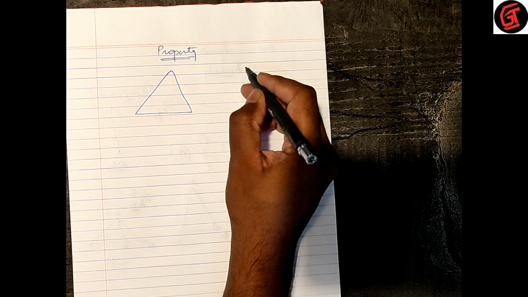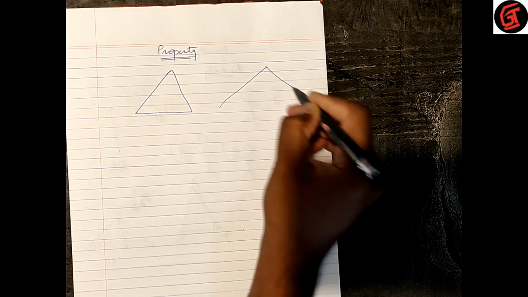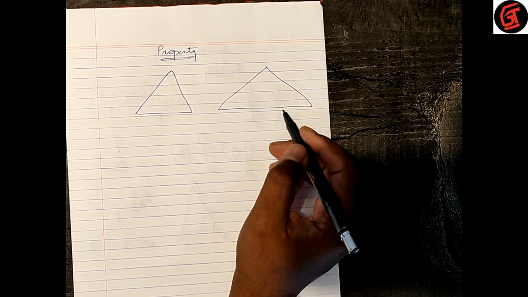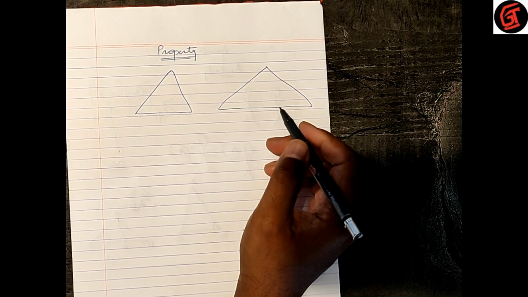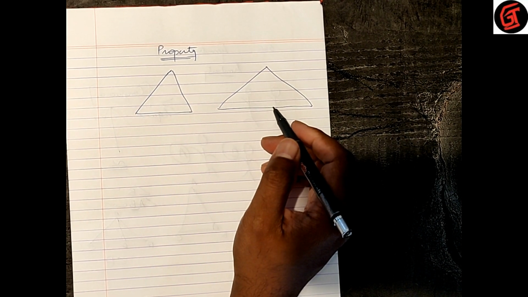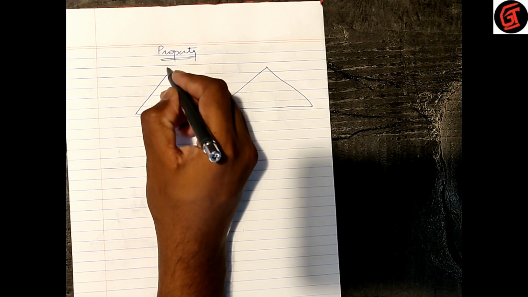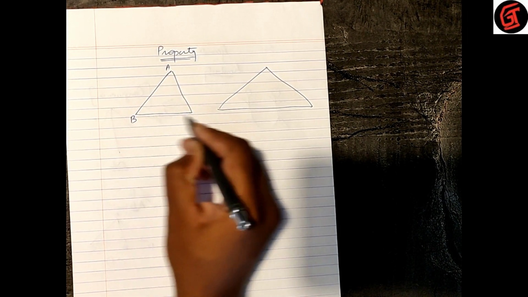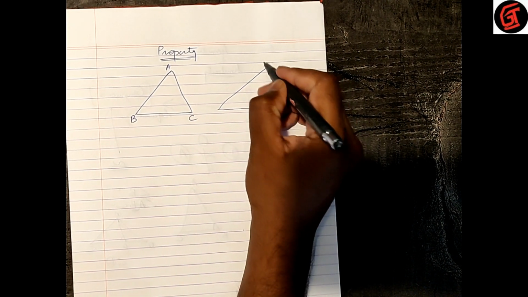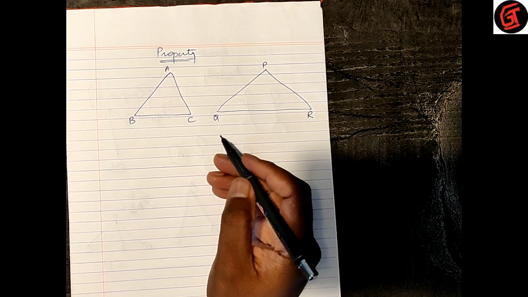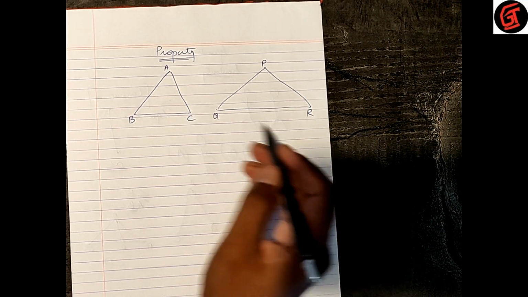Okay, so just draw two triangles here. Now what is the name of this property? Let's read it. The ratio of areas of two triangles is equal to the ratio of the product of their bases and corresponding heights. Let's try to understand what this means. Now I name these two triangles as triangle ABC and triangle PQR.